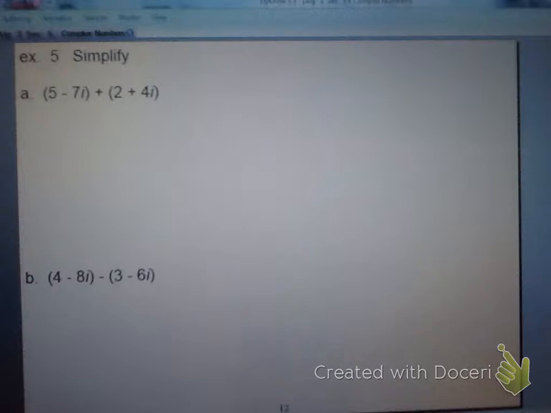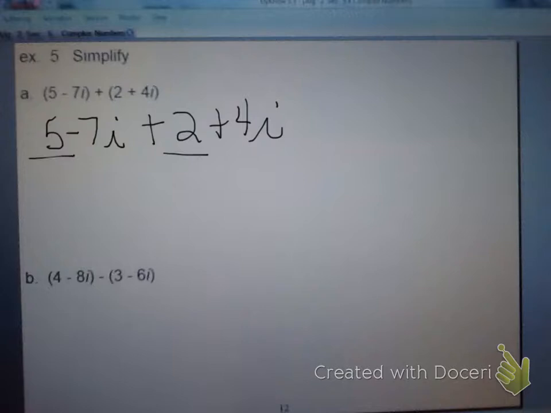Example 5, we are going to simplify. These two parentheses we are adding, so we have to clear the parentheses. In the very first parentheses, there's nothing in front of it, which is understood to be a positive 1. So we just drop the parentheses and rewrite it. And the second parentheses is a positive, so we just drop the parentheses and rewrite it. Then we're going to combine like terms. 5 plus 2 is 7. Negative 7i and a positive 4i is a negative 3i.